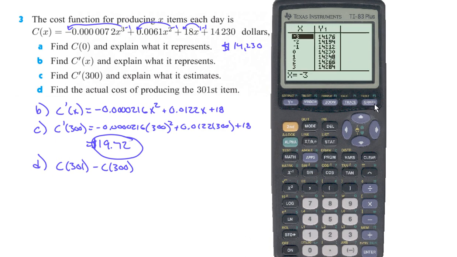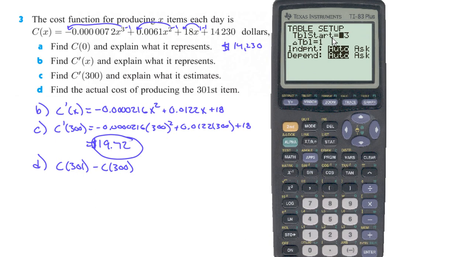We'll do second graph, which puts us into the table, and it's usually going to look like this. Now, we want to know the 301st and the 300th. It's going to take us a while to scroll through, so instead of scrolling all the way down to 300 and 301, you can do second and then window, because up above that says table set.